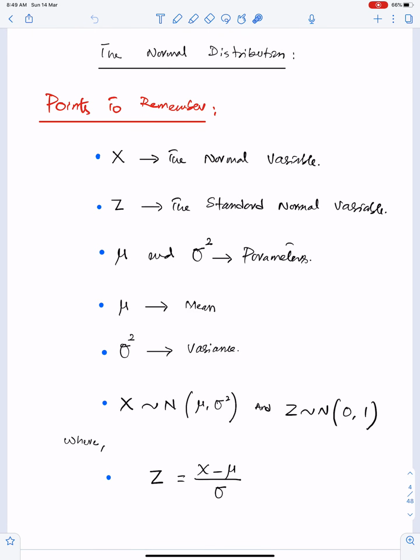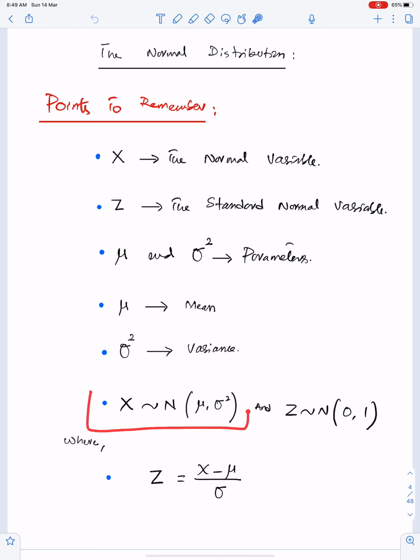The normal distribution. Points to remember. This capital X means the normal variable. This capital Z means the standard normal variable. These symbols are the parameters of the normal distribution. You can call this mu. And this one is sigma square. This mu means mean of the normal distribution, and the sigma square means variance.